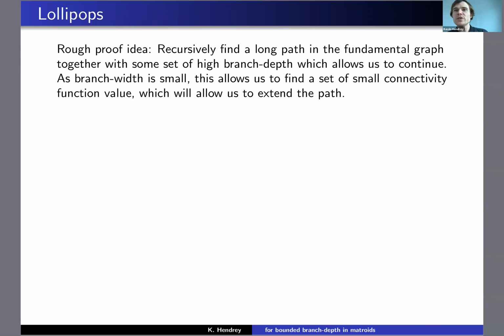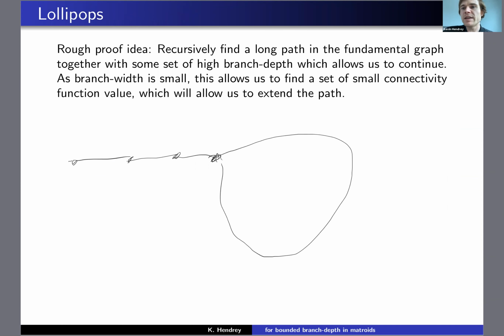Okay, so here's a very rough sketch of the proof. What we want to do is recursively find a structure that we're going to call a lollipop. A lollipop consists of some path in the fundamental graph together at the end with a set with branch depth at least some b. It's got two parameters, the length of the path and the branch depth of this end bit.